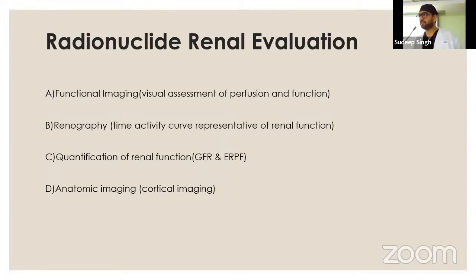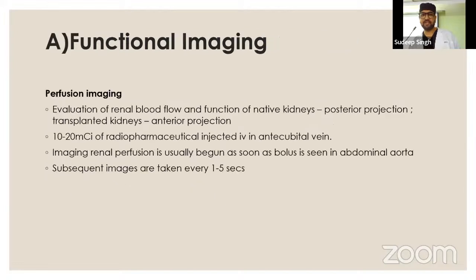Radionuclide renal evaluation. We can go for functional imaging, renography, quantification of renal function, and the anatomical imaging. Functional imaging, the perfusion imaging, there is evaluation of renal blood flow and functions of the native kidney, posterior projection in the native kidney and anterior projection in transplanted kidney. 10 to 20 millicurie of radiopharmaceutical is injected in antecubital vein. Imaging is usually begun as soon as bolus is seen in abdominal aorta.